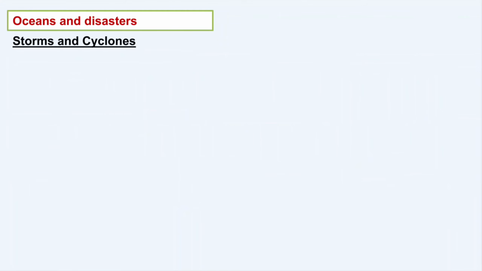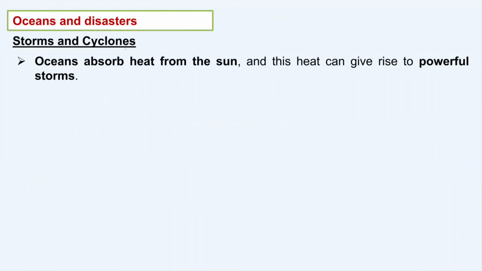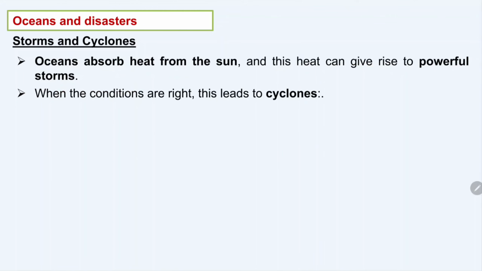Oceans and disasters. Now let us understand about disasters. Until now we have learned about the importance of the oceans. Now let us see something about disasters. What kind of disaster can this ocean bring? The ocean absorbs heat from the sun and this heat gives rise to powerful storms. When the conditions are right, this leads to cyclones.